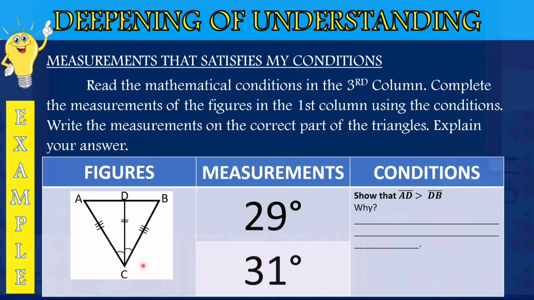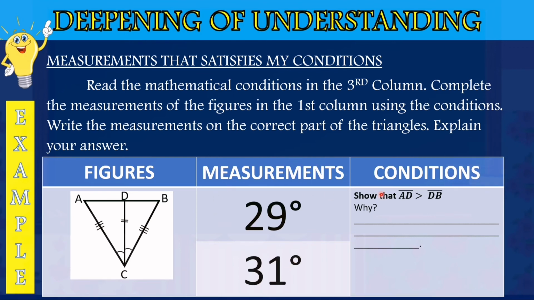So we have the figure here on the first column. Then we will read first the condition. Show that side AD, we have it here, is greater than side DB. So, paano mangyayari na magiging mas mahaba si AD kesa kay DB given this measurement? So you have angle measures. Where are you going to put these angle measurements here?